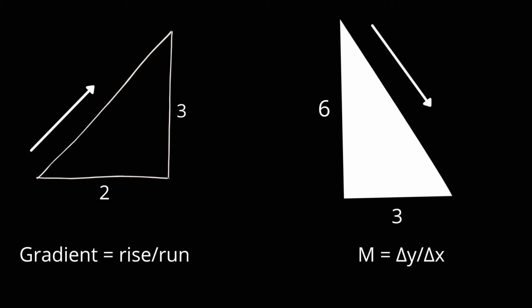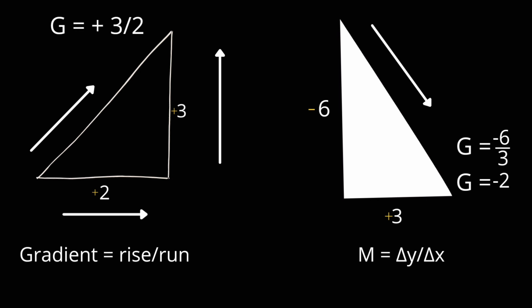change in x. So, to calculate the gradient for the first triangle on the left, we have a rise of +3 and a run of +2 because we're going up along the y-axis and towards the right along the x-axis. So the gradient for this particular triangle is going to be 3/2, and it's positive because we're going up. It's negative when going down.